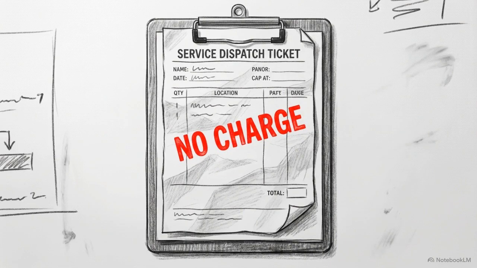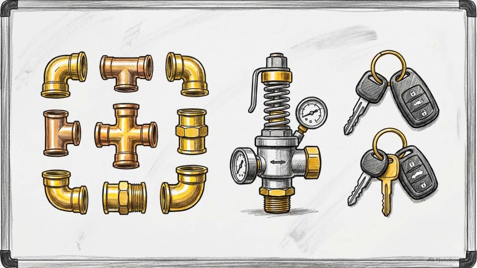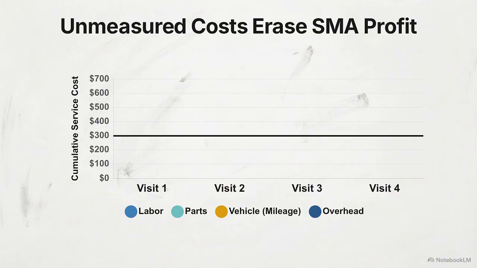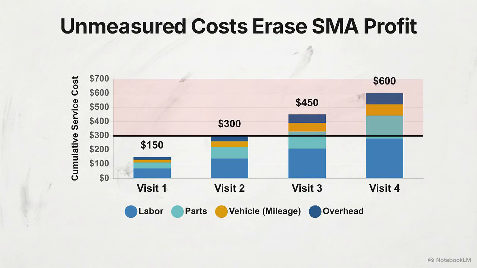To understand the impact, we must calculate the real cost of a single free service call. This includes fully loaded labor, physical parts, vehicle mileage, and fixed business overhead. As labor, parts, mileage, and overhead stack up with each visit, they eventually cross the $299 revenue ceiling. For this specific agreement, every subsequent call results in a net loss.